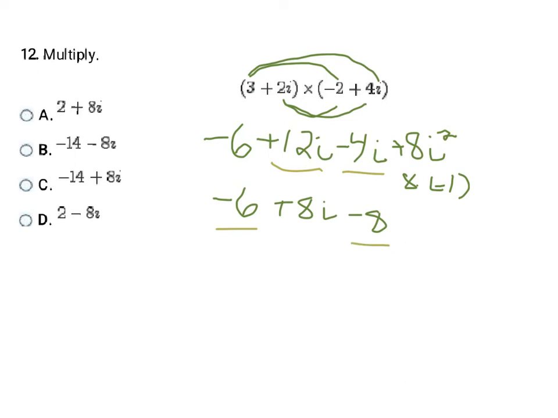So I'm not finished simplifying. Negative 6 minus 8 is negative 14 plus 8i. And now I'm finished simplifying. I can't go any further. And my final answer is C.